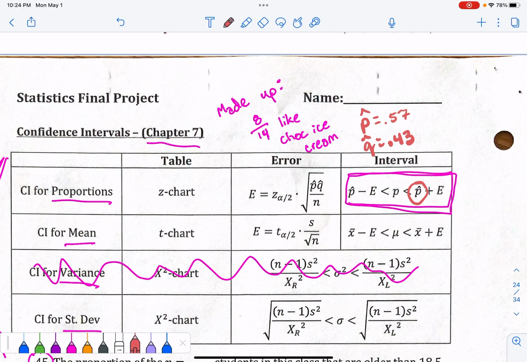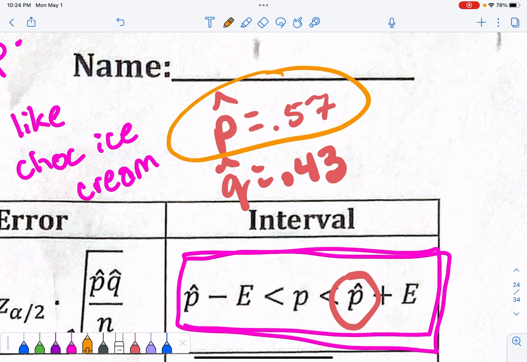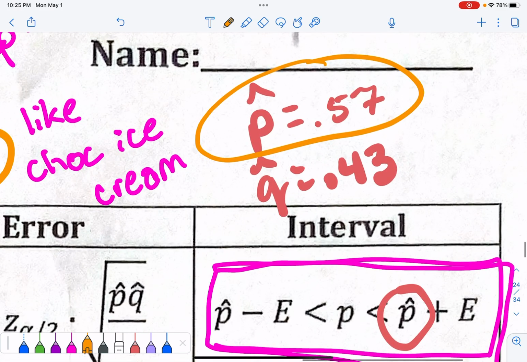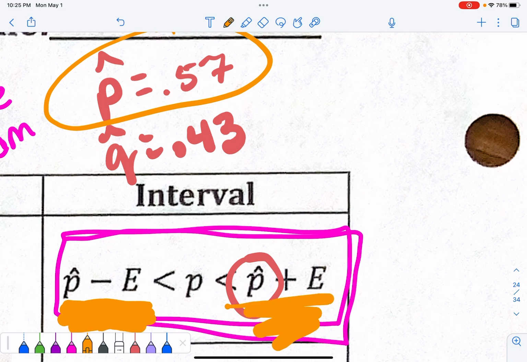Now, even though 57% of your class likes chocolate ice cream, it wouldn't be fair for me to advertise that 57% of all seniors everywhere like chocolate ice cream, or even all seniors in the whole town of Blue Hill, because we're not including all of the seniors. We're only including 14 of you, and there are more seniors than that. We wouldn't say 57% definitively. We would say somewhere between this number and this number like chocolate ice cream, okay?